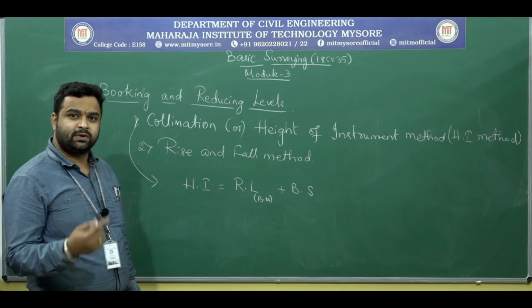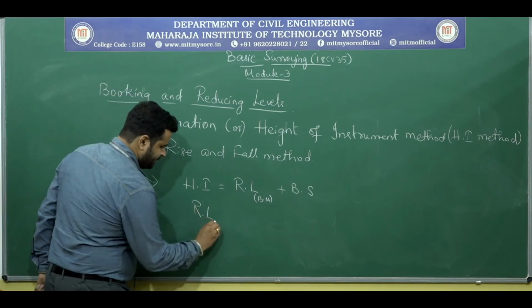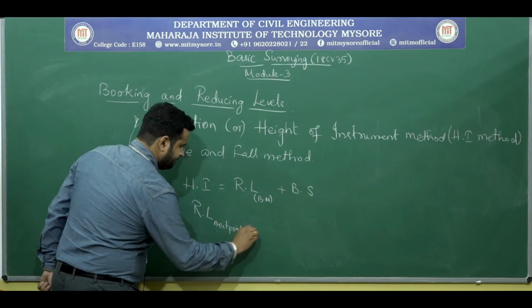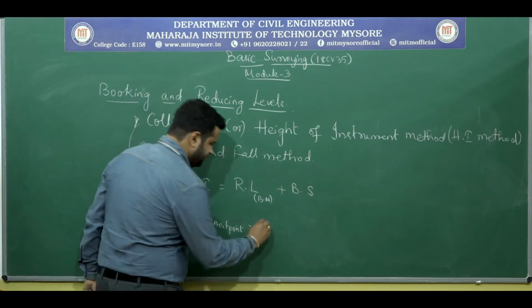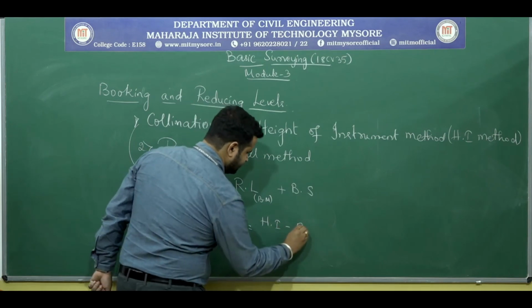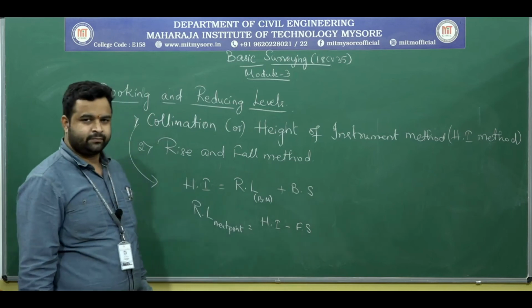Okay. Next, to obtain the RL of the next point, we should use height of instrument minus the foresight. Okay.